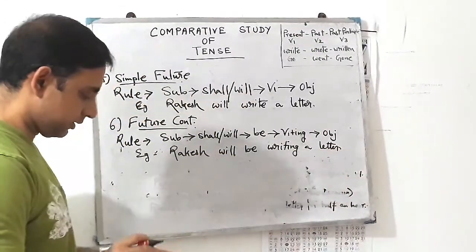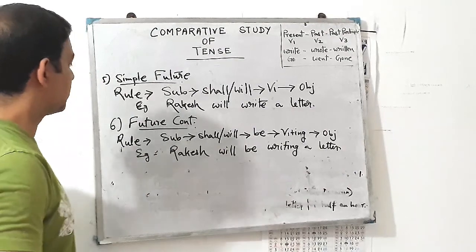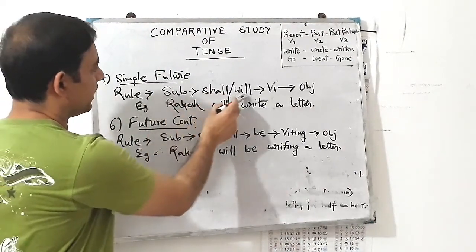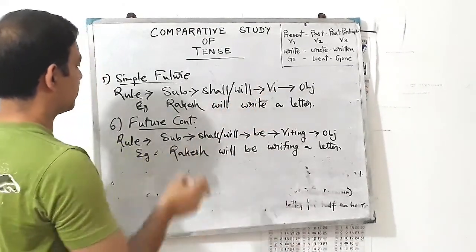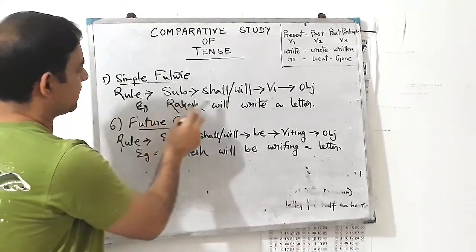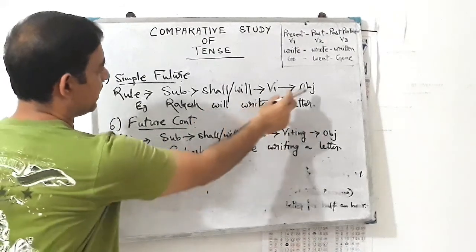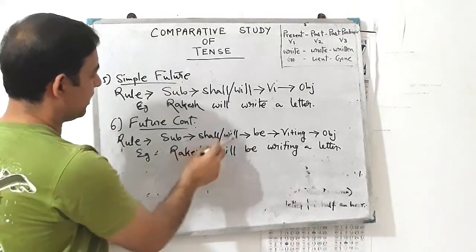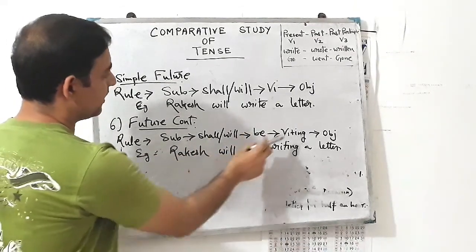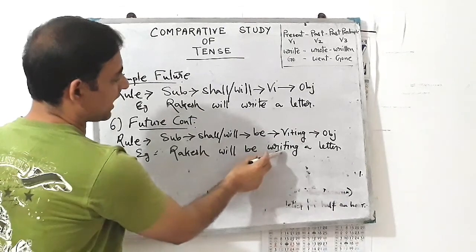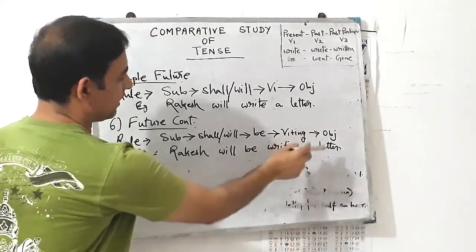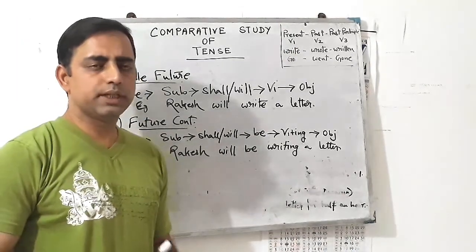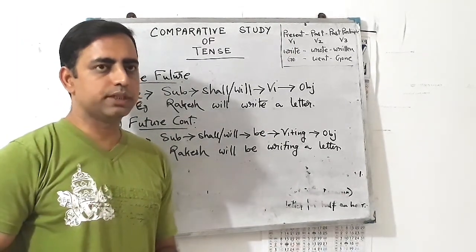So you see that the rule of simple future is subject, then shall or will, V1 plus object. The example is Rakesh is the subject, then will, V1 write, a letter is the object. Future continuous: subject Rakesh, shall or will, be is here, V1 plus ing, that means write plus ing, writing, object a letter.